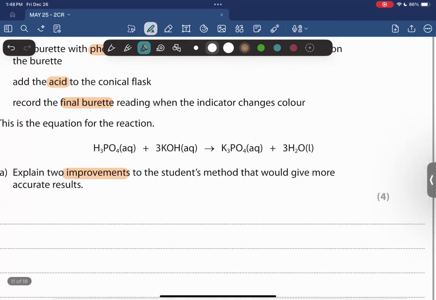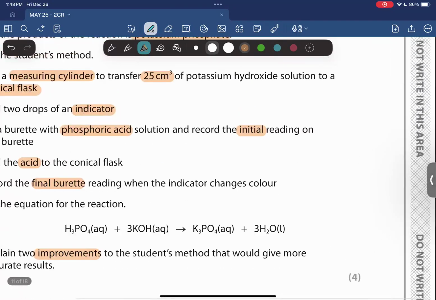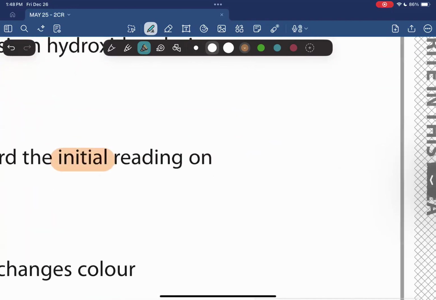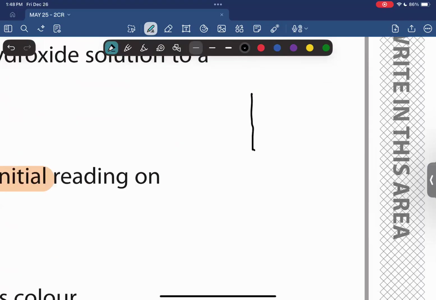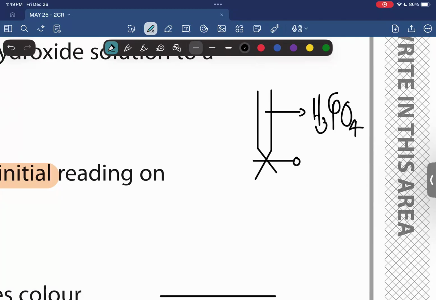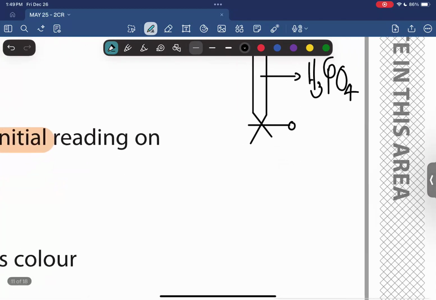So first of all, let's just try to visualize the overall process. So this is the burette, and in the burette there's this phosphoric acid. And there's this conical flask.